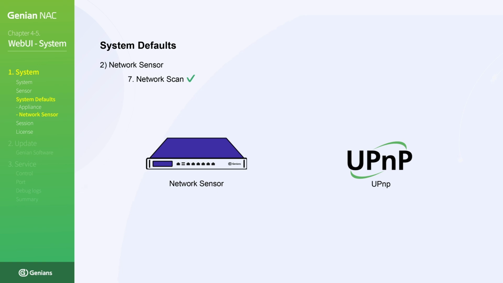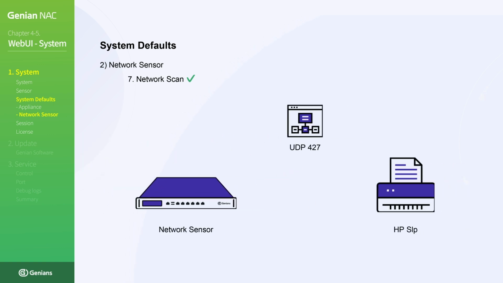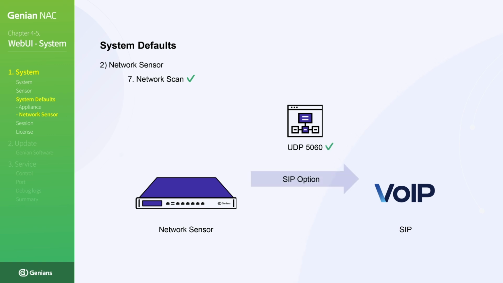The UPnP scan section uses the network scanner Nmap to collect and detect information. The HPSLP scan section detects services by checking for responses to multicast requests sent to UDP port 427 at the multicast address 224.0.1.60. The SIP scan section detects devices by sending SIP options to UDP port 5060 and analyzing the platform information included in the user agent header.